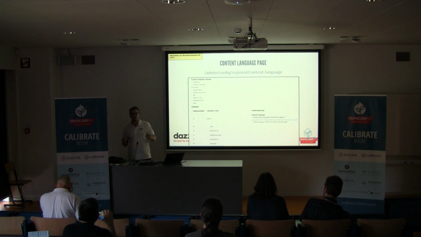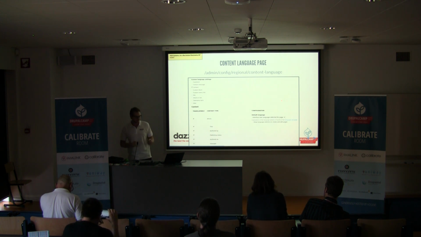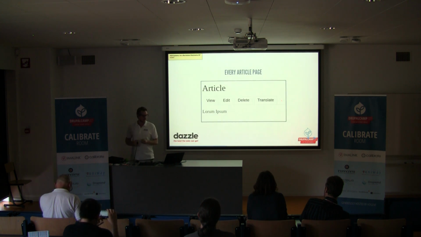On the content language page, we have more options. We have the same options as the content type edit page, but we can also define which fields are allowed to be translated. So if you want, for example, an image field that is consistent over all translations, you can disable it here, and it will be the same on every translation. Then if we go on every article page, we see the translate tab, where our translator can translate the article.